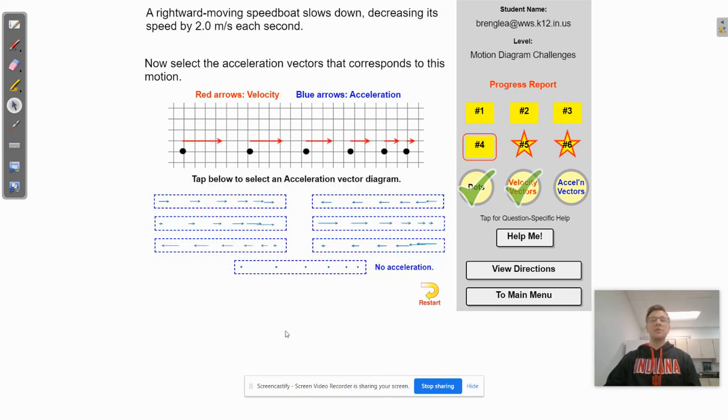And now for acceleration vectors, since the object is slowing down, our acceleration must be in the opposite direction from the velocity or the movement. And it does indicate constant acceleration. It says it slows down by 2 meters per second each second. So we're looking for leftward pointed arrows that are all the same length, which looks like these right here.